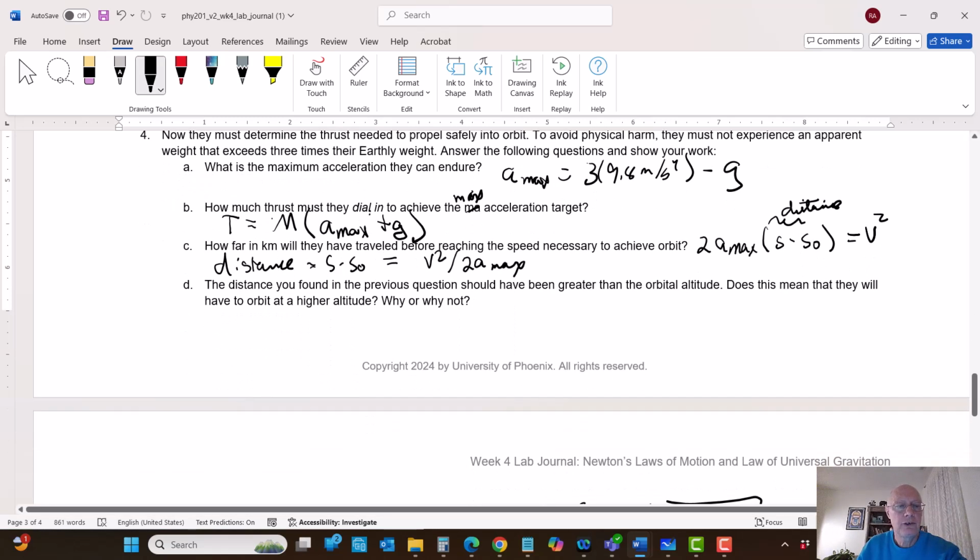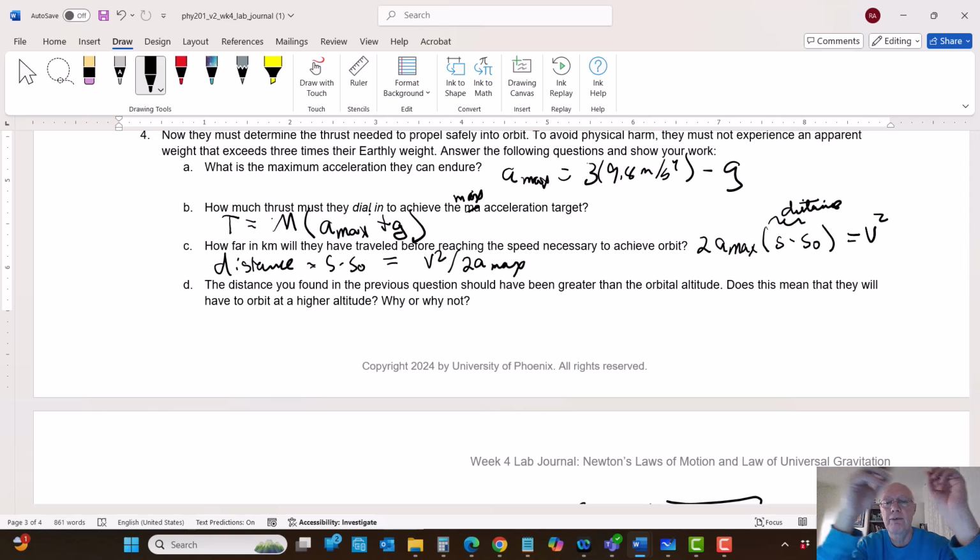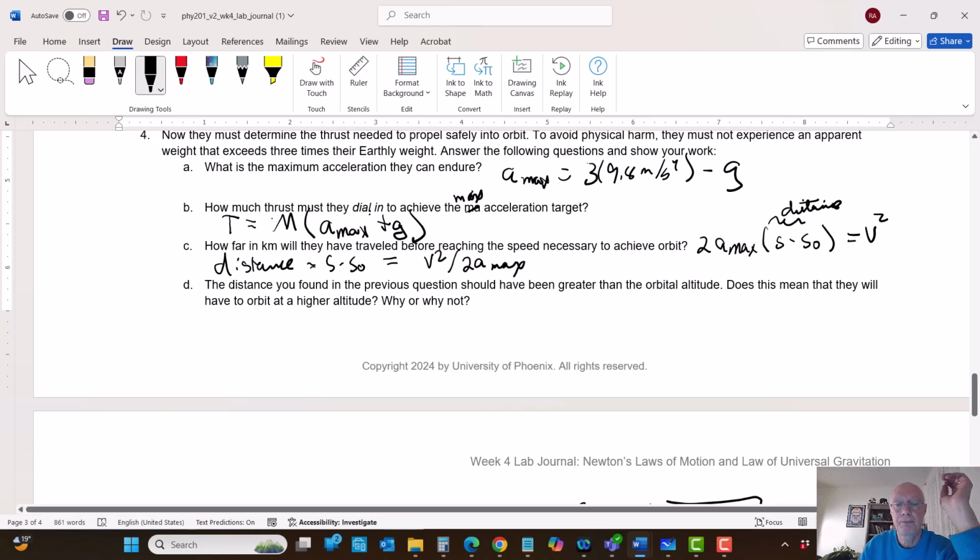Okay, this next one is just a question trying to make sense of the distance traveled. You'll find out, hopefully, if you did everything right, the distance traveled is greater than the orbital altitude. But does that mean that you're going to go to a higher altitude than the orbital altitude? Just think about it and answer it as best you can. Now, a thing to be aware of is that the distance you get here, if you plug in all the right numbers, is going to be in meters. You have to convert to kilometers, remember. Take the distance in meters, divide it by 1,000, that gives you kilometers.